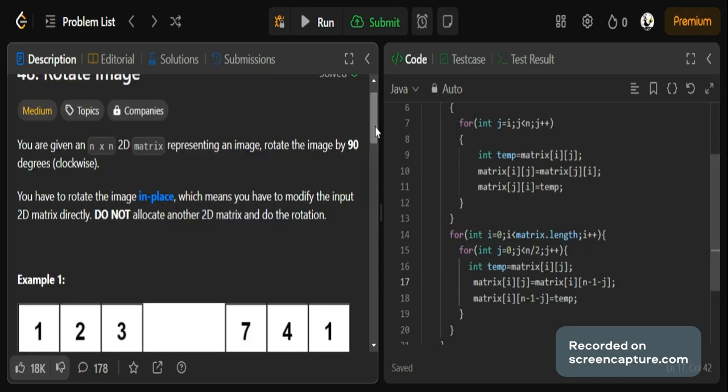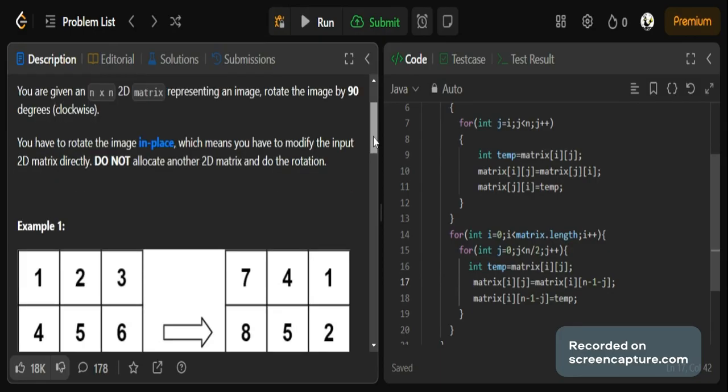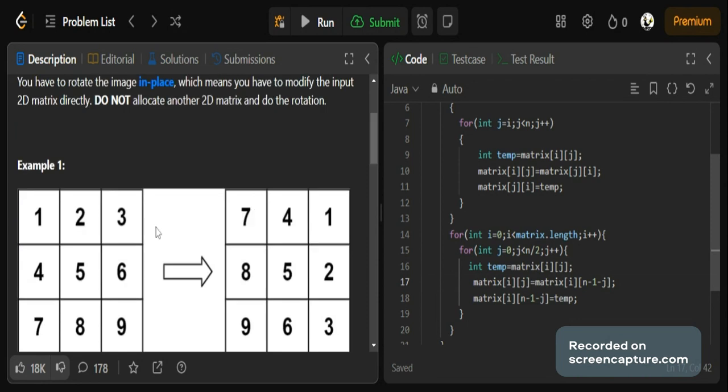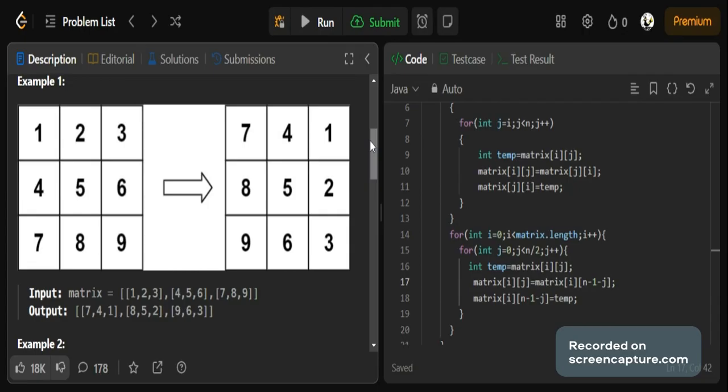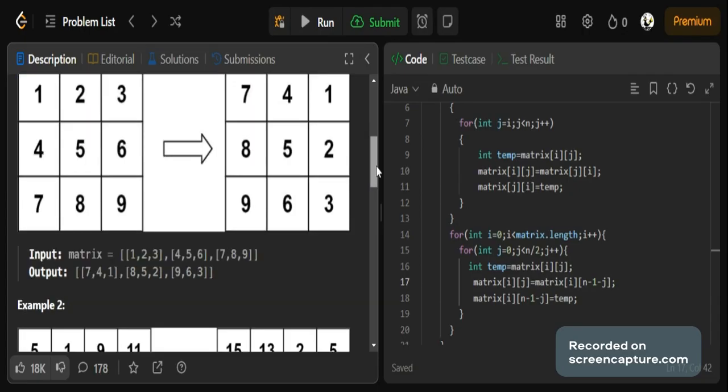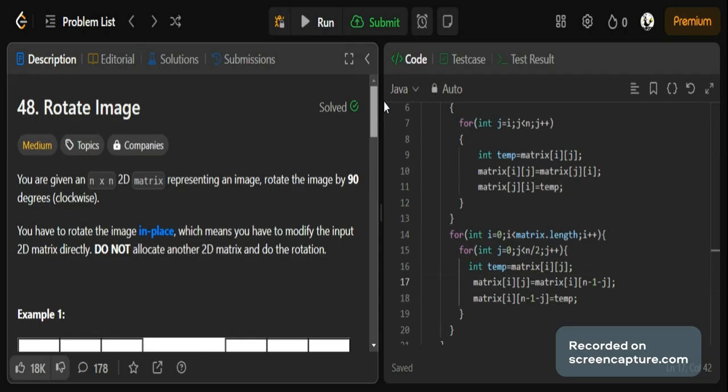what will be the logic behind it? How will we solve this problem? How will we rotate it by 90 degrees? So what we will do is, I'm going to use transposing of a matrix here. I will take the transpose of this matrix and convert every row into a column. And after that, I will reverse each row. That will rotate the image clockwise by 90 degrees.